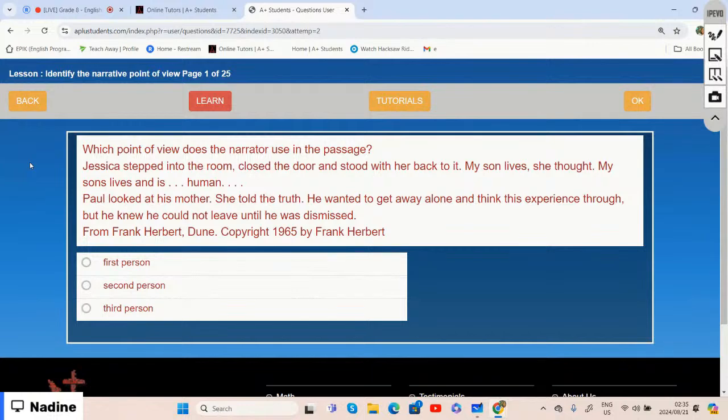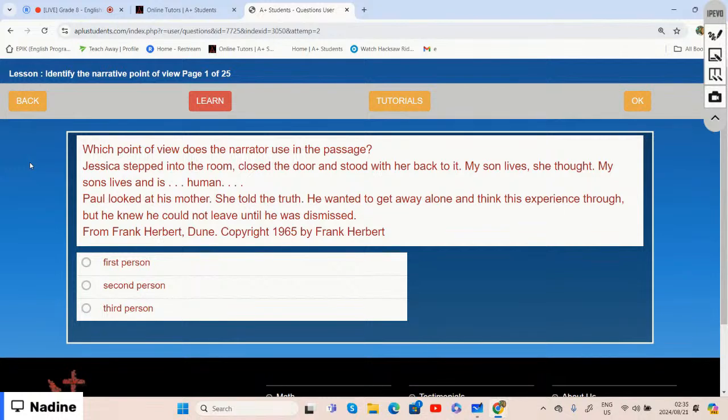Jessica stepped into the room, closed the door, and stood with her back to it. My son loves, she thought. My son loves and is human. Paul looked at his mom. She told the truth. He wanted to get away alone and think this experience through, but he knew he could not leave until he was dismissed.